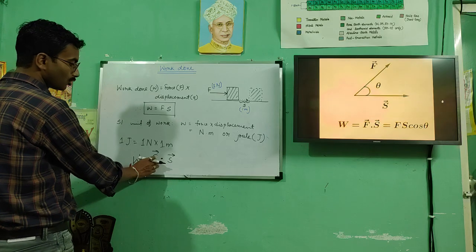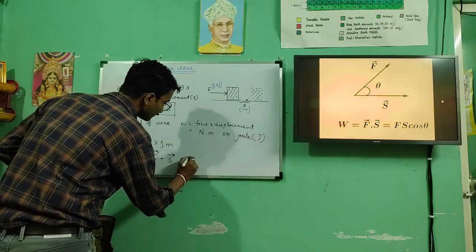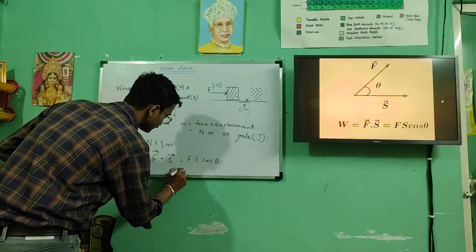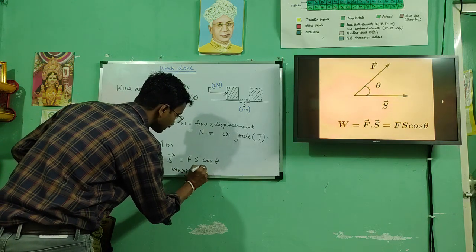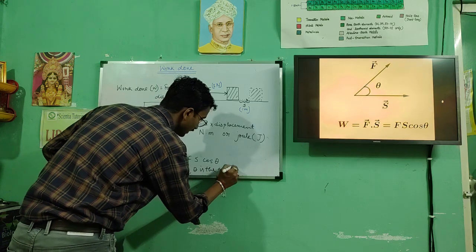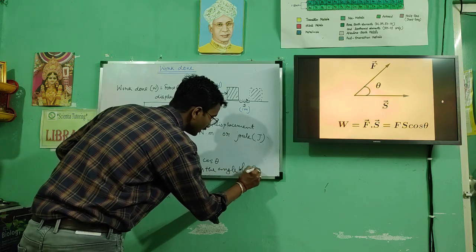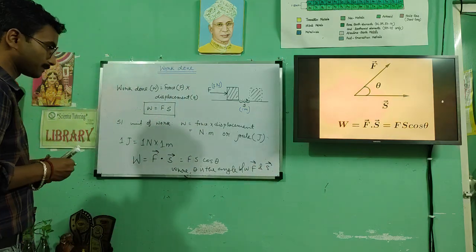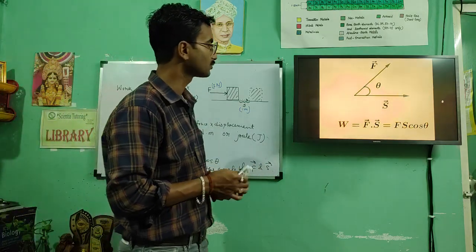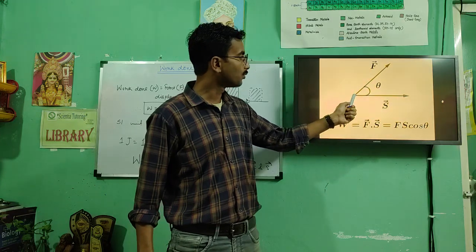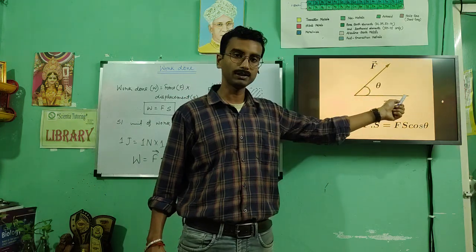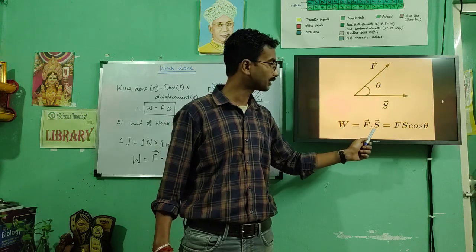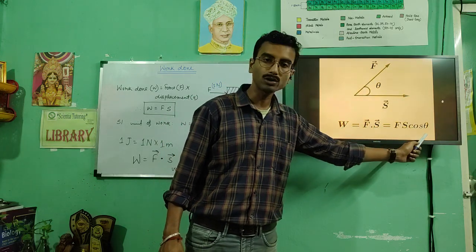So W means work done equal to F dot S. If we expand the dot product, then we will get Fs cos theta, where theta is the angle between F and S, means force and displacement. Here you see, if force and displacement have an angle theta, then W equals to F dot S equals to Fs cos theta.